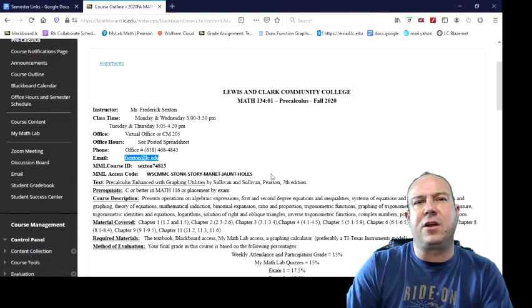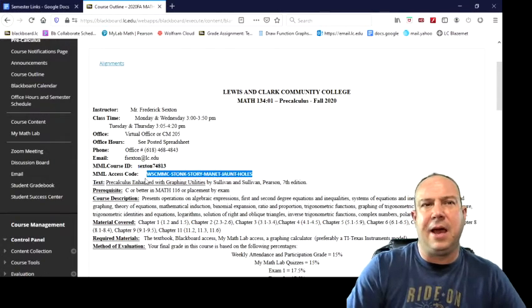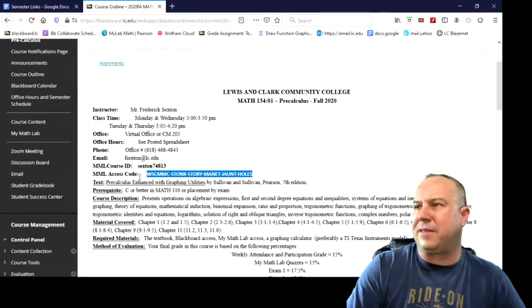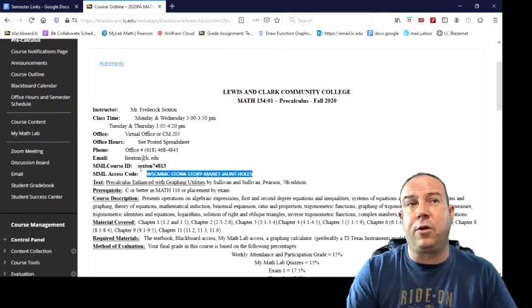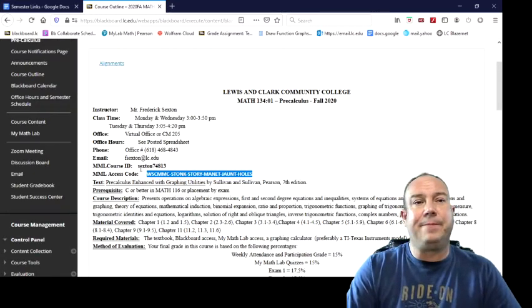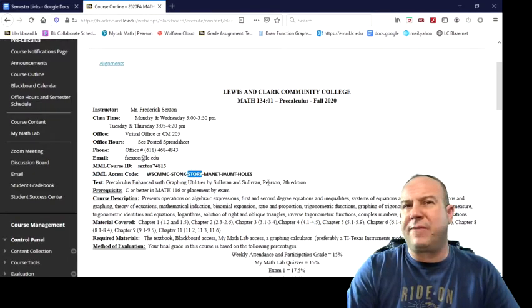This semester we are going to make use of MyMathLab, so I also included some MyMathLab information here. You're going to need the course ID and this access code here in a bit when you get signed up for MyMathLab. MyMathLab this semester is free. It's included in your fees for the course. And all you're going to need is this ID and this access code. And we'll get to that in a moment after we run through this outline.